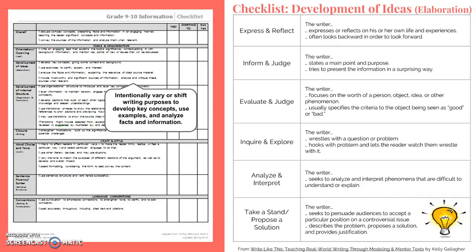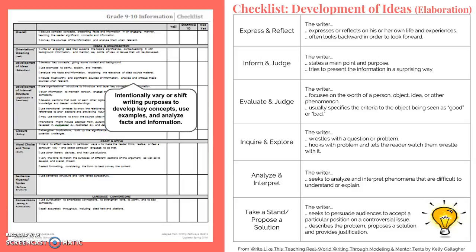As experienced readers and writers, we know that authors intentionally vary or shift their writing purposes. For example, an author might reflect on her experiences, providing context and building background information to write an engaging lead, then present information in a surprising way, using examples to clarify, explain, and maintain interest. And finally, analyze facts and information to strengthen the significance of the topic and allude to potential challenges.